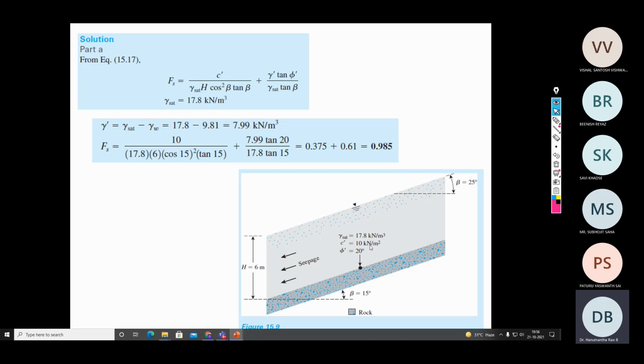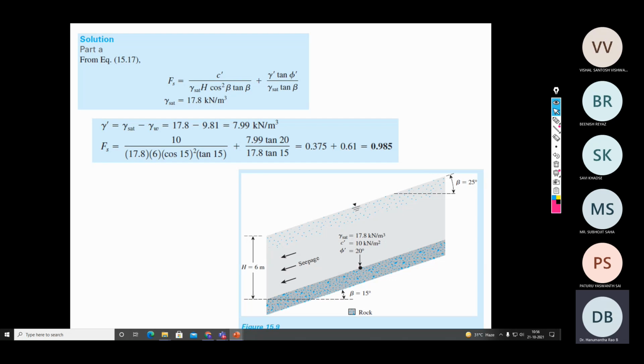C dash is given as 10 kilopascals, gamma sat is 17.8, which is also given. Height of the slope is 6 meter and beta is 15. Either you take 15 or 25, doesn't matter. And tan phi is given as 20, so 20 degree. So substitute everything. Then what you will get, factor of safety is 0.985. So this is less than 1, which means the slope will fail.